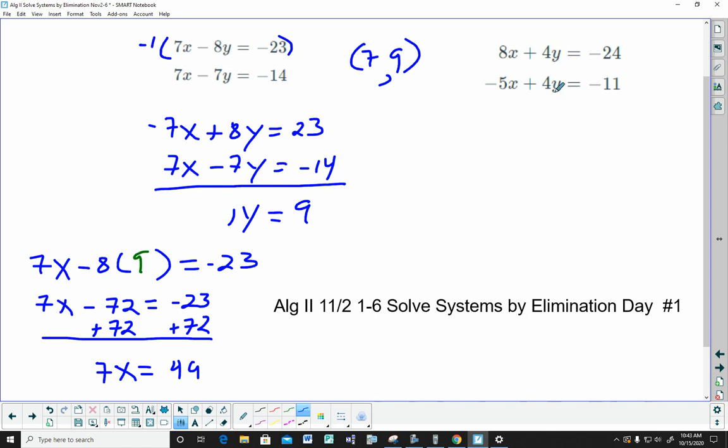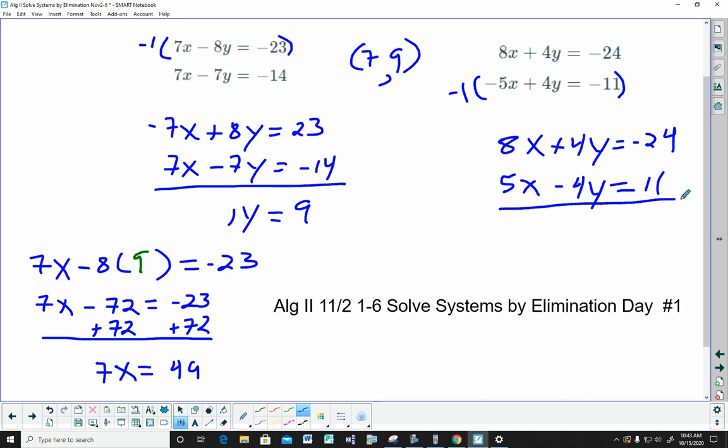This one, notice that that's the same number, but they're not opposite in sign. I need to get them to be opposite in sign. How about I multiply the bottom by -1? 8x plus 4y is equal to -24. That's the top. I don't know why it keeps closing my 4s. Something about how I write them. Then when I multiply this by -1, I get 5x minus 4y is equal to 11.